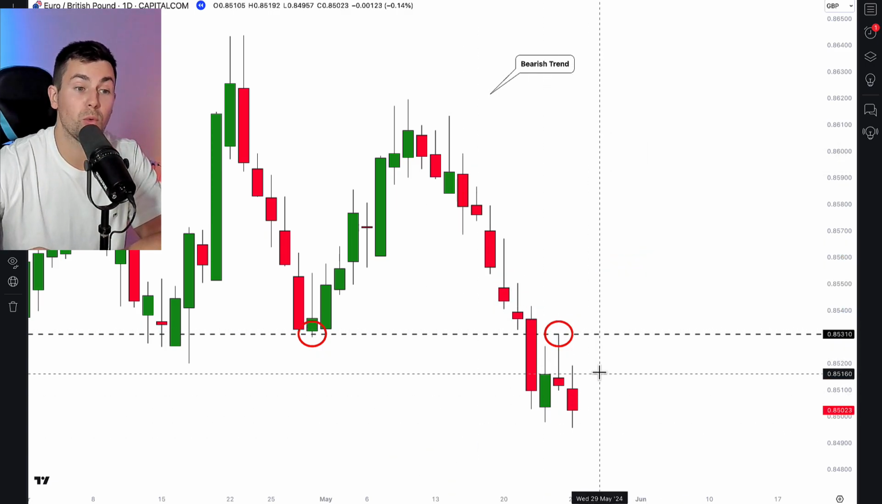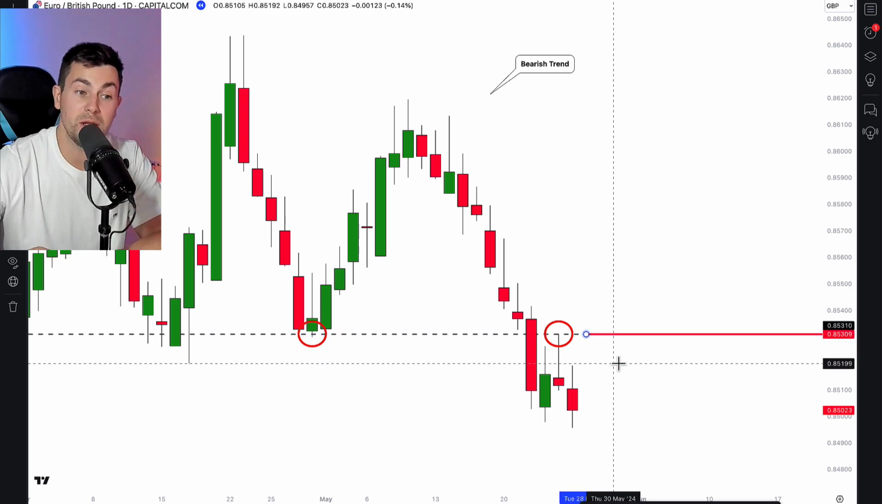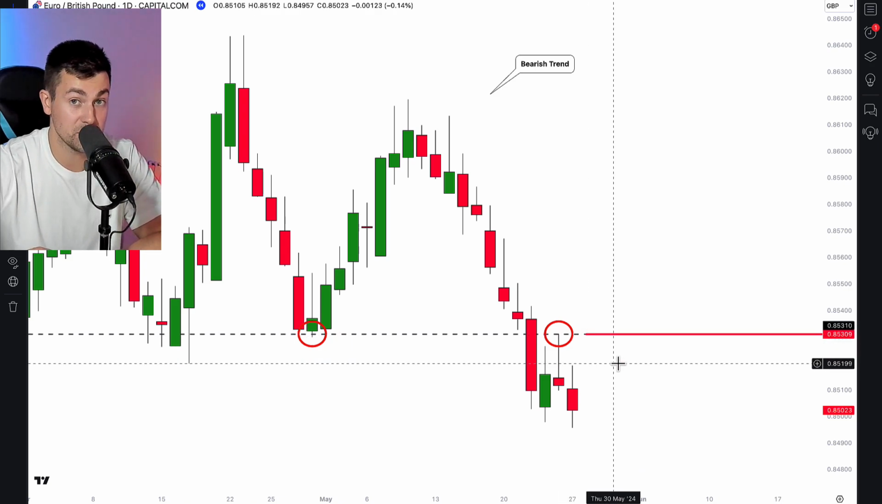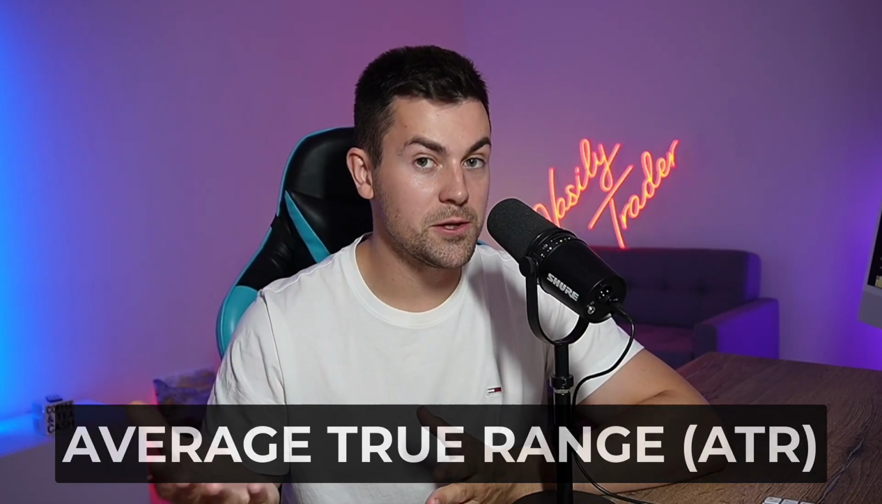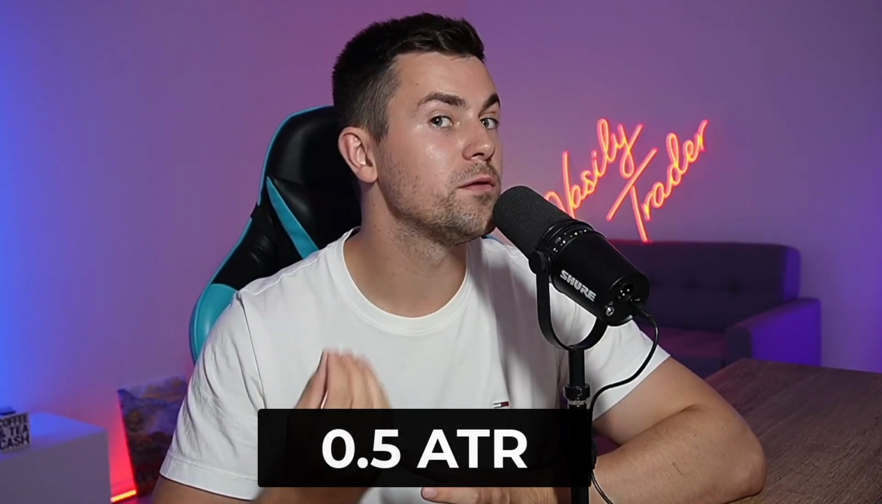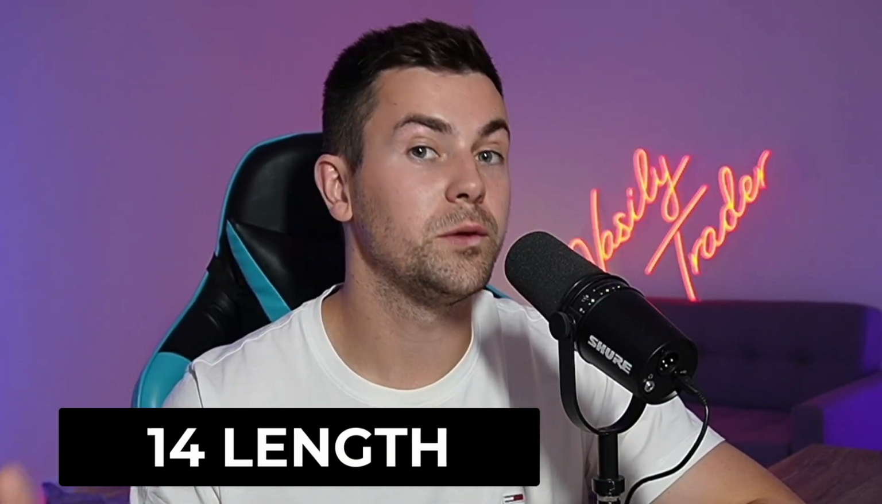What we do, we set our sell limit order on a retest of that resistance, and from that resistance we will sell the market. For stop loss, we will apply the average true range indicator, and our stop loss for the trades will be 0.5 ATR. For the average true range indicator, we will apply default settings, and we will use 14 length.